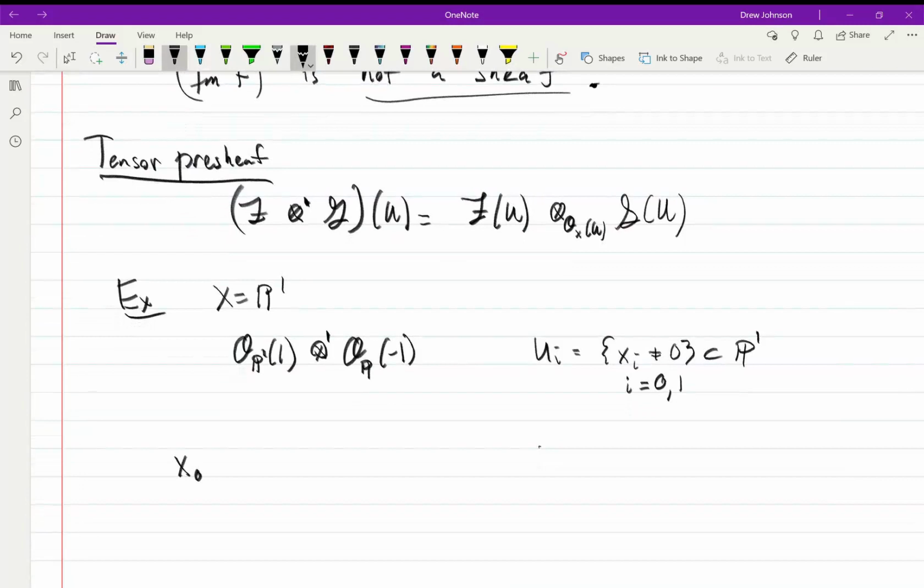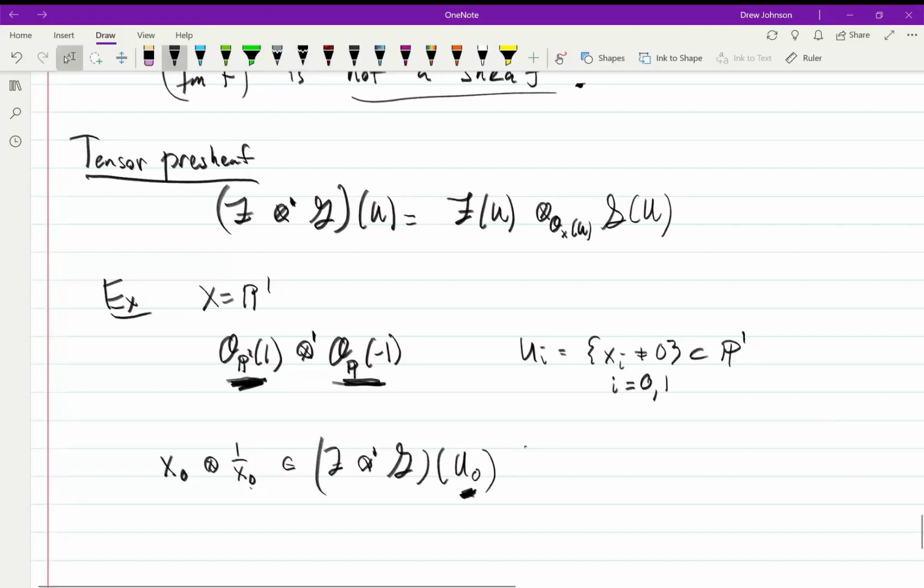Let's take x0 tensor 1 over x0, and this will be in the tensor prime of U0. Okay, so let's remind ourselves what these twisting sheaves are. These are polynomials of total degree, rational functions of total degree 1, and rational functions of total degree minus 1. So this makes sense here. The thing you have to be careful of, you can't divide by something unless it's well defined. But on U0, x0 is non-zero, so this is allowed.